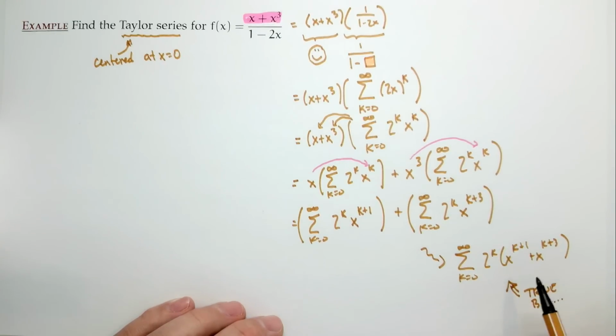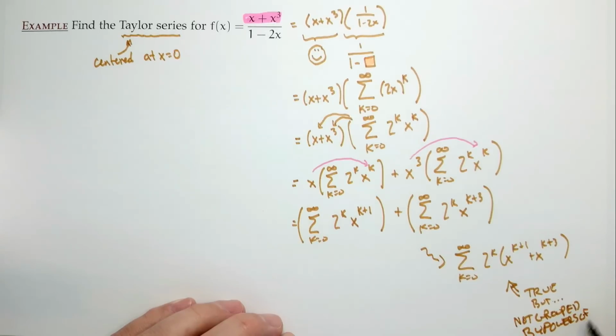but we aren't going to put it in this form. The reason we don't want to stay in this form is because we want all the same powers of x together. These are different powers of x, and so it's not the right kind of format when we talk about a Taylor series. So it's not grouped by powers of x. So that's why we are not going to go this route. So where will we go?